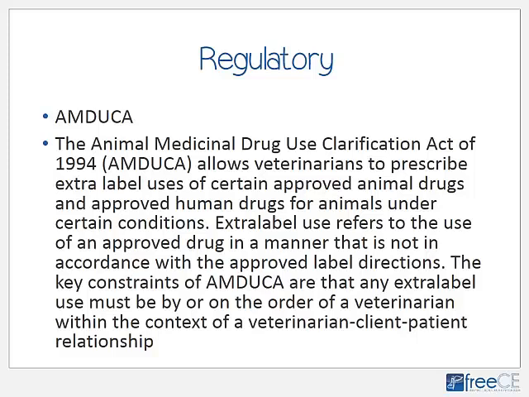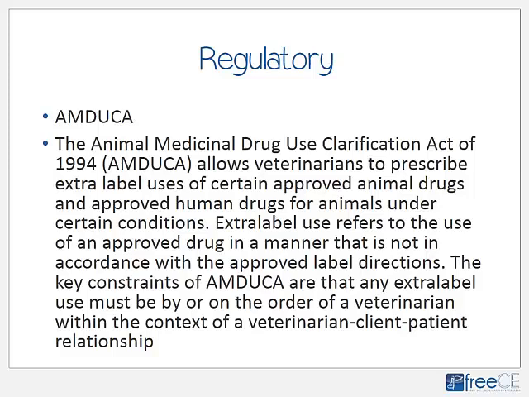So we have already established that retail pharmacies are seeing more veterinary prescriptions coming through the door. Another question is, since these medications are not authorized by the FDA for a pet species, is it legal to dispense them? The short answer is yes. The long answer is yes, because of the Animal Medicinal Drug Use Clarification Act of 1994, which talks about extra-label use of FDA-approved medications in drugs. This is a portion of that act.